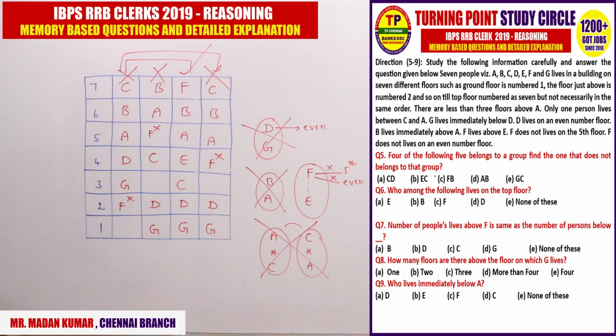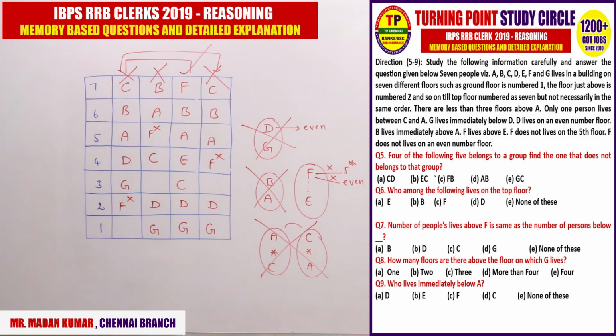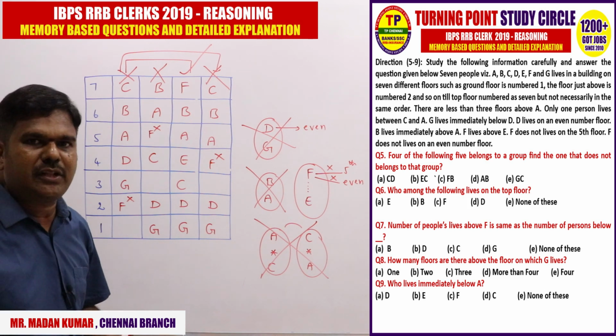Come to the next question: how many floors are there above the floor on which G lives? Above G, how many floors are there? 1, 2, 3, 4, 5, 6. 6 are there. So we need to go ahead with more than five floors, the fourth option.